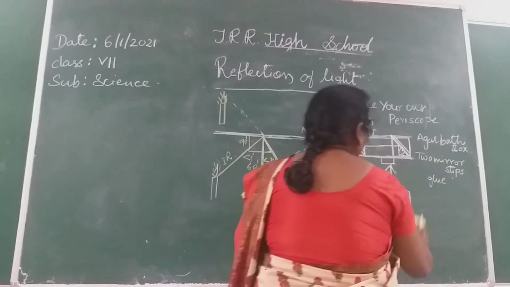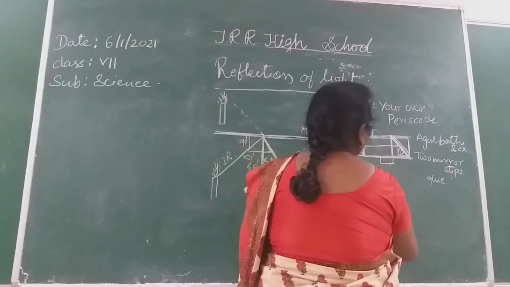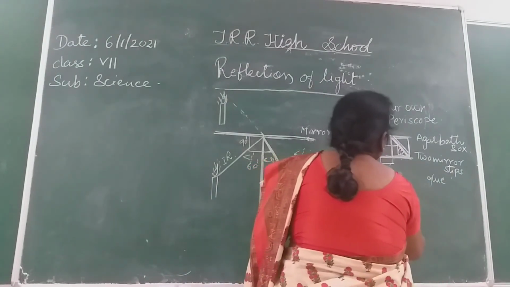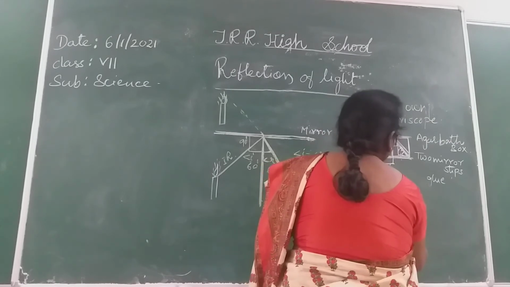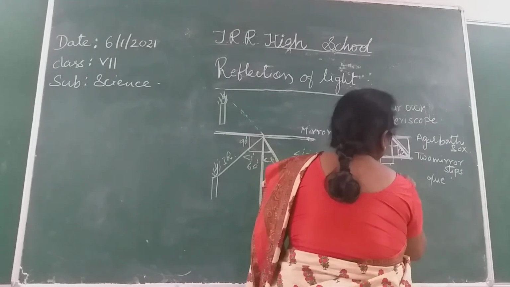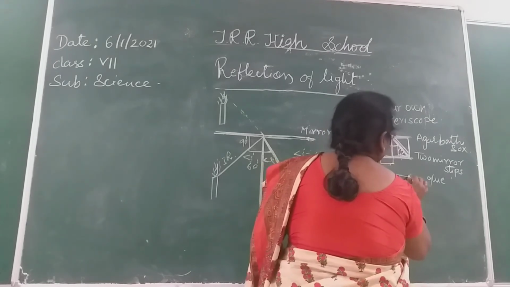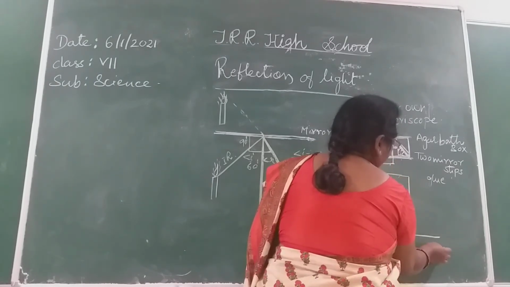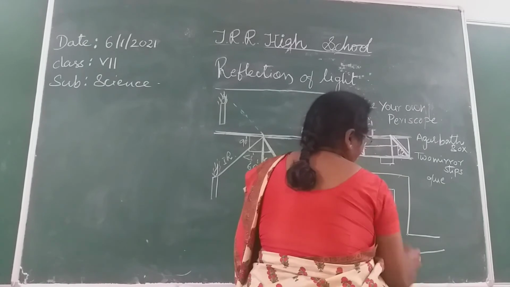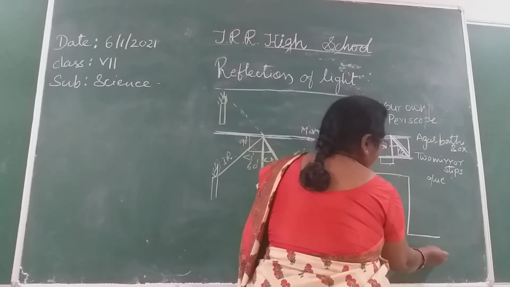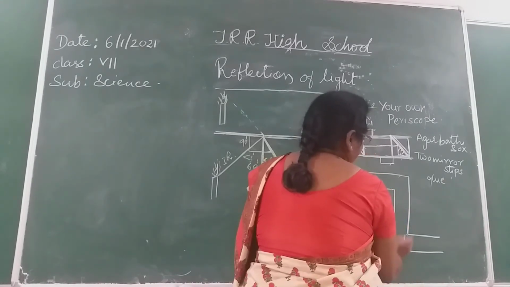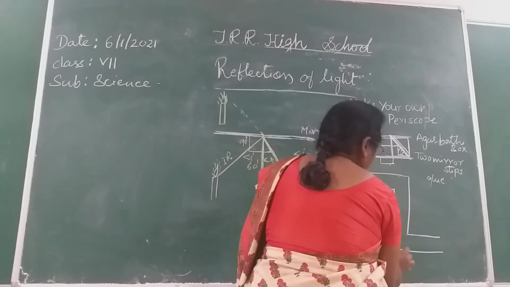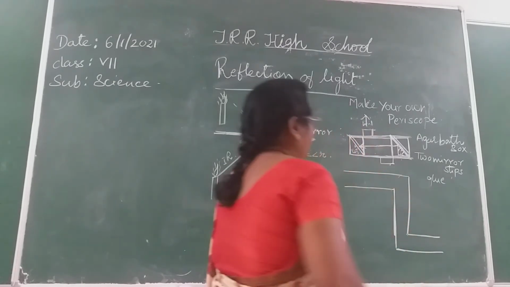Another method, how to do another method, I will explain to you. Take cardboard. You have to fix up the cardboard. This is called a Z-shaped periscope. Like this you have to make the periscope. Four cardboard strips are required.